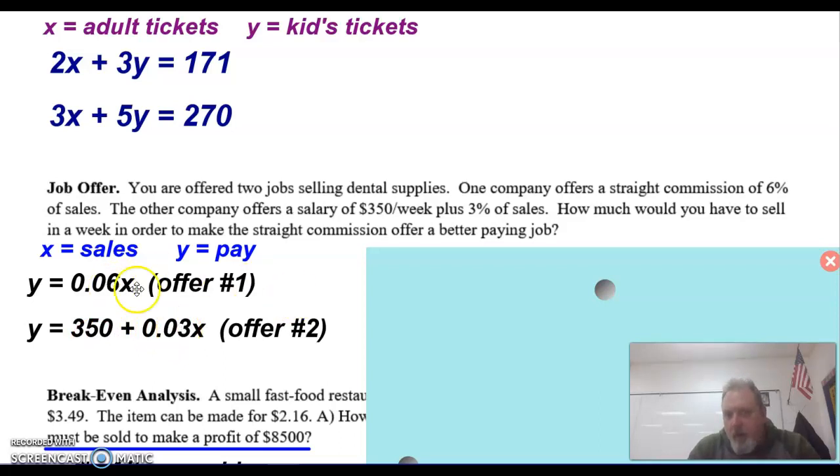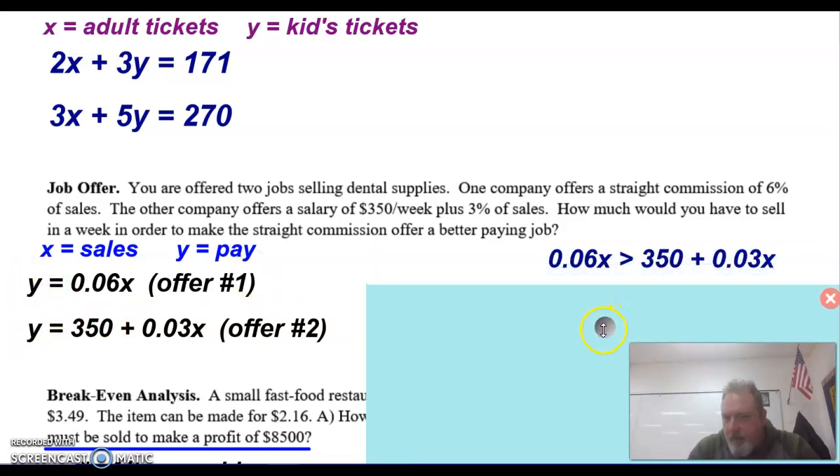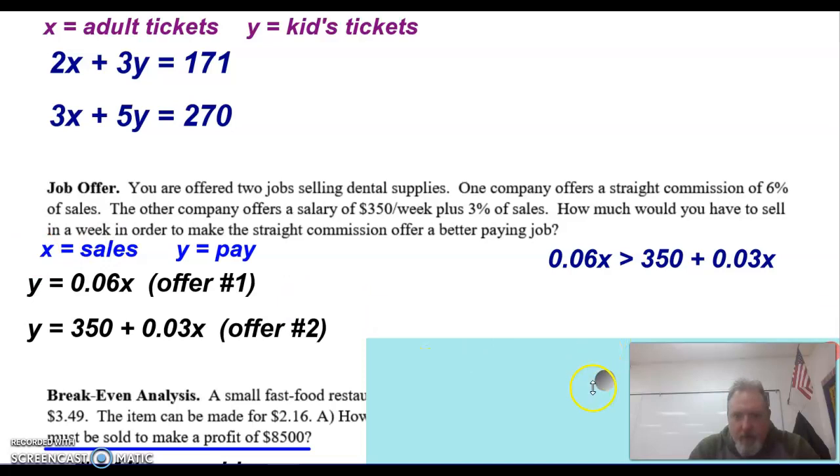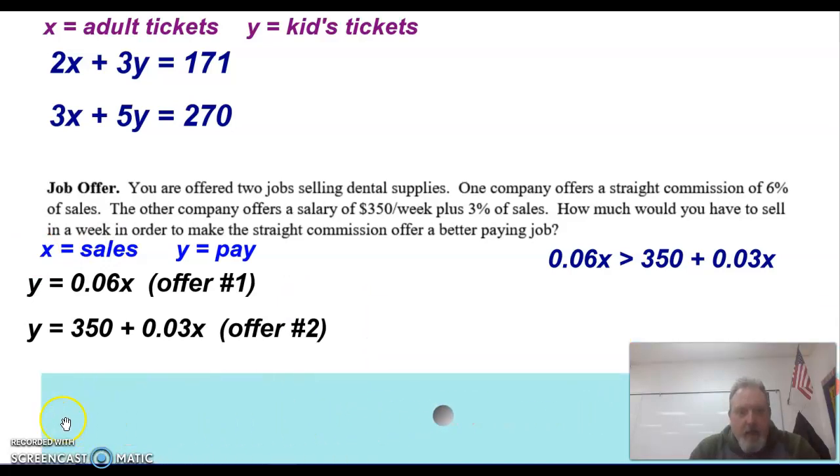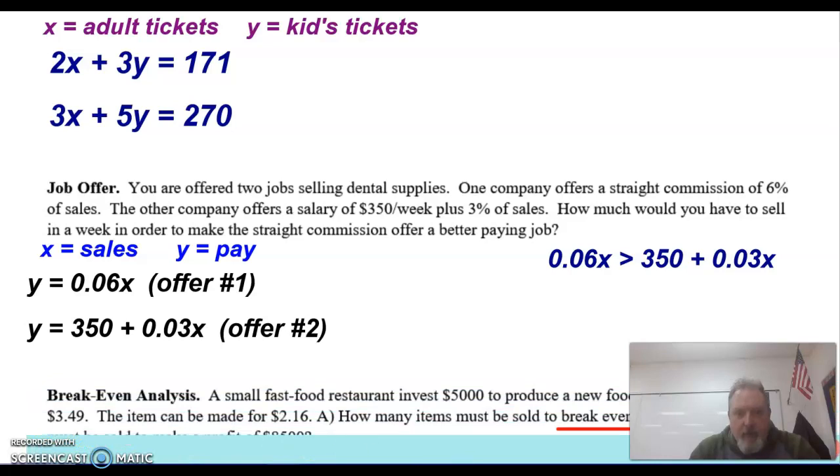Again, this is going to be an inequality because we want to know when this number is greater than this one. We have two quantities equal to y, so we can set them equal over here. So again, we are figuring out at what point, what amount of sales, is the offer from company 1 better than this offer here. And I think I misspoke. I said we have one more on this page, but actually we have one more now, and that is the break-even problem. So let me get down there.